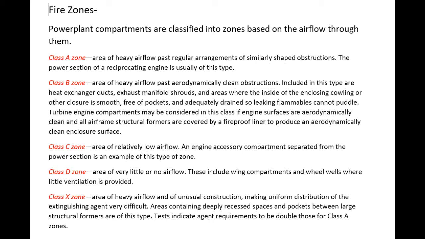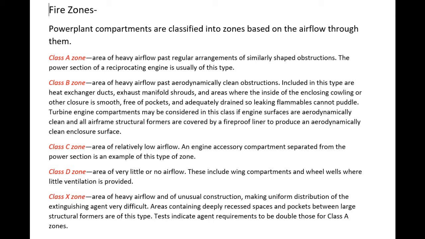Basically, the fire zones are divided up into classes based on the volume and smoothness of airflow through the engine compartment. So we have our Class A fire zones. Class A fire zones are defined as having large quantities of air flowing past regular arrangements of similarly shaped obstructions. So the power section of a reciprocating engine, where the air flows over our cylinders through our cooling fins, is defined as a Class A fire zone.